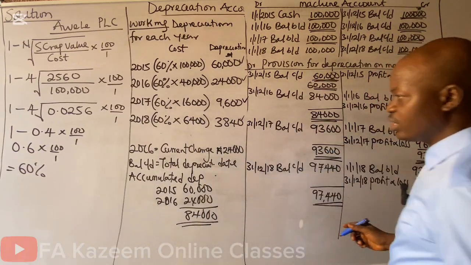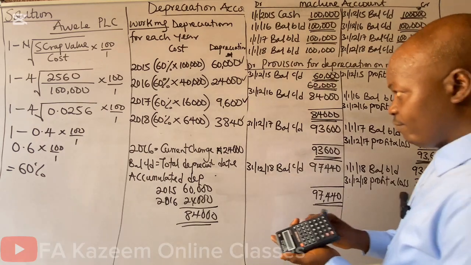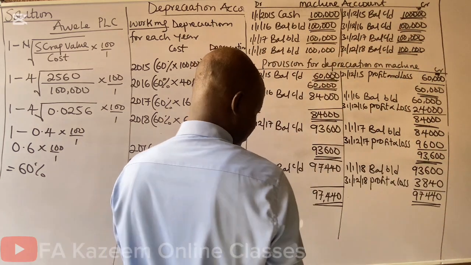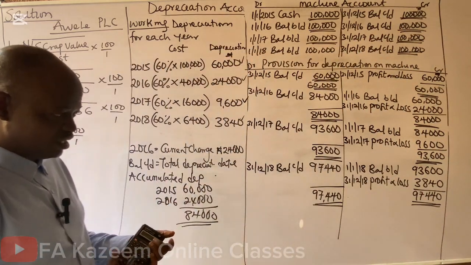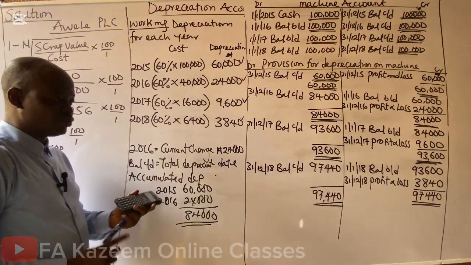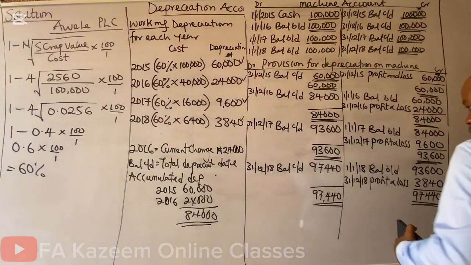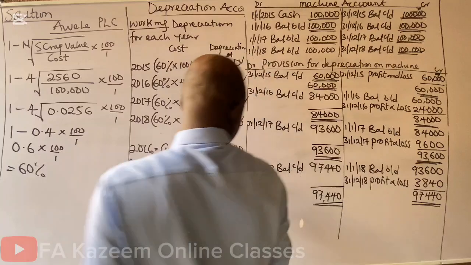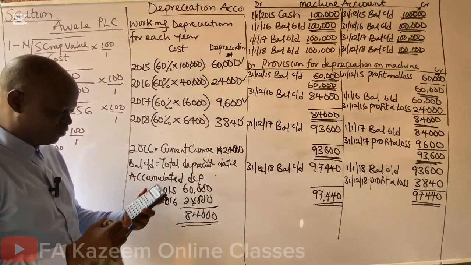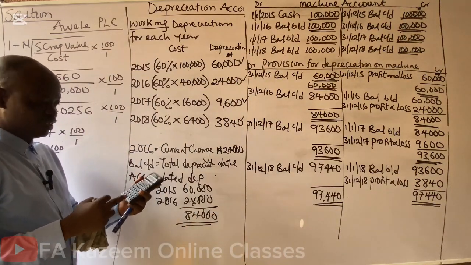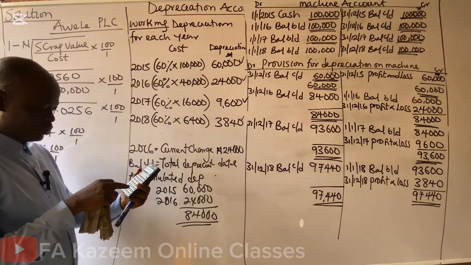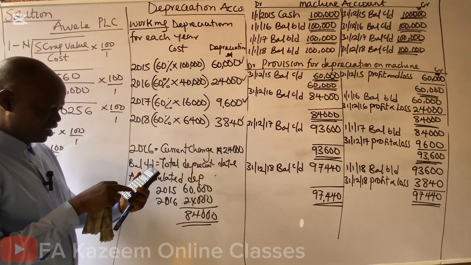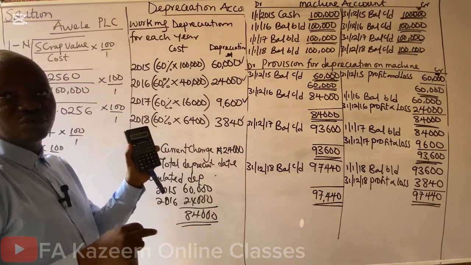Now, what this means is this. For the total of 4 years, Aweli PLC have set aside a total sum of 97,440. If added to the scrap value of 2,560, we will be having 100,000 back.